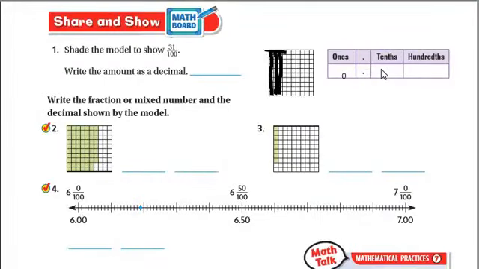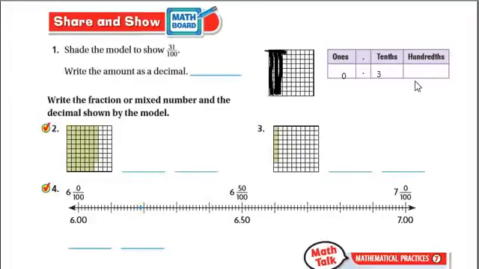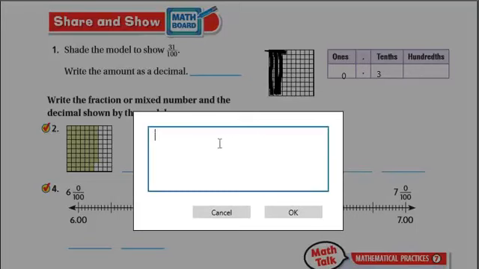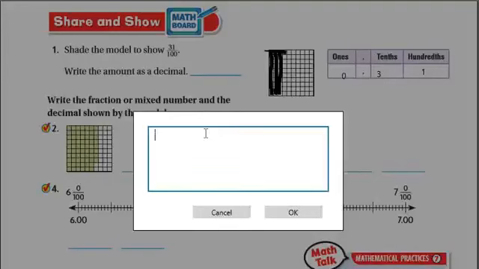Then, how many tenths? Which digit is in the tenths place? It's a 3. Hundredths, it's 1. So here, let's write it in the decimal form. It's 0.31, okay, 31 hundredths.